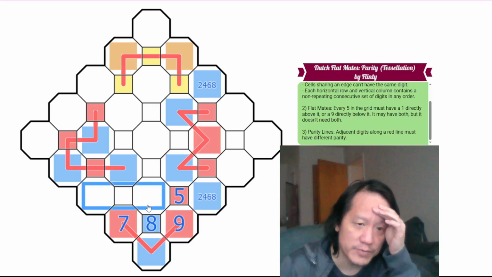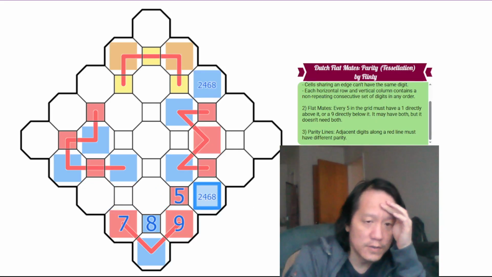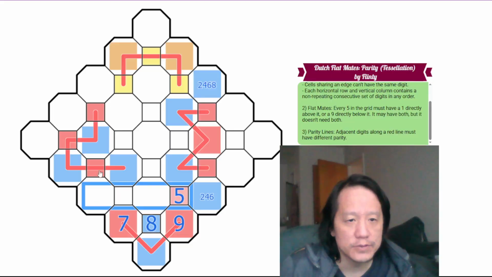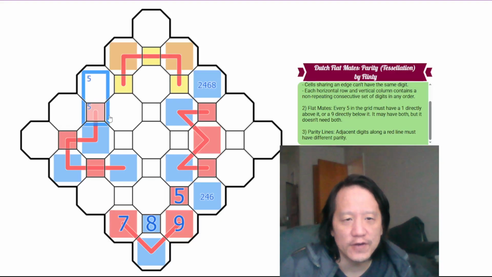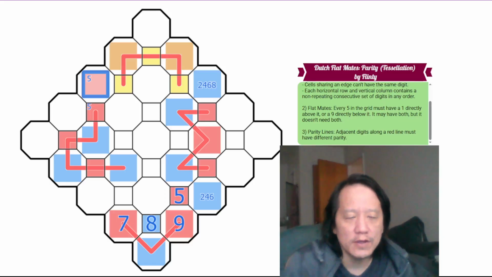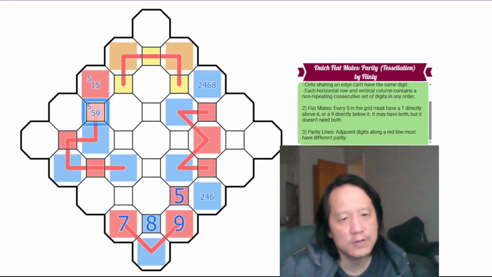So since none of these can be 7, that means this is 2 through 6 or 1 through 5 here. Okay. 5 cannot be here. So therefore this must be 5 and 9. Actually, no. 5 could be either of these. So this would be 5. So if this would then be odd, you could have 5 here with 9 being there, or 5 here with 1 being there.